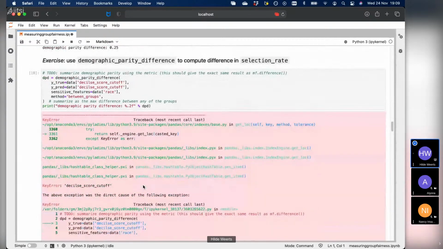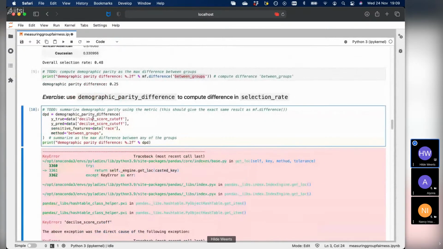Ooh, what did I do wrong? Oh, yeah, typos.